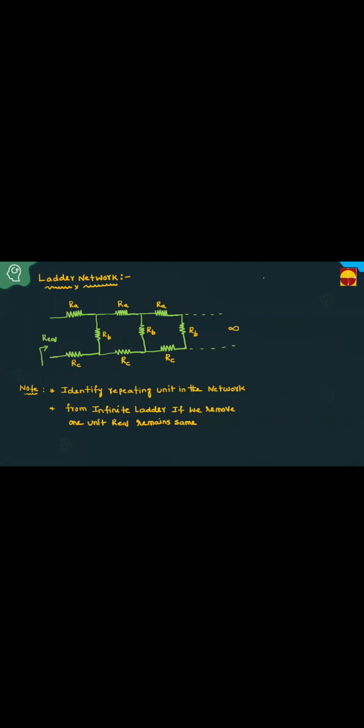From infinite, if you add one unit, it is also infinity. From the infinity, if you remove one unit, it is also infinity. That means there is no change in the equivalent. From the infinite network, if you remove one unit or add one unit, there is no change in the R equivalent. That's why in the total, I'm taking the repeating unit. RA, RB, RC. This is the repeating unit.